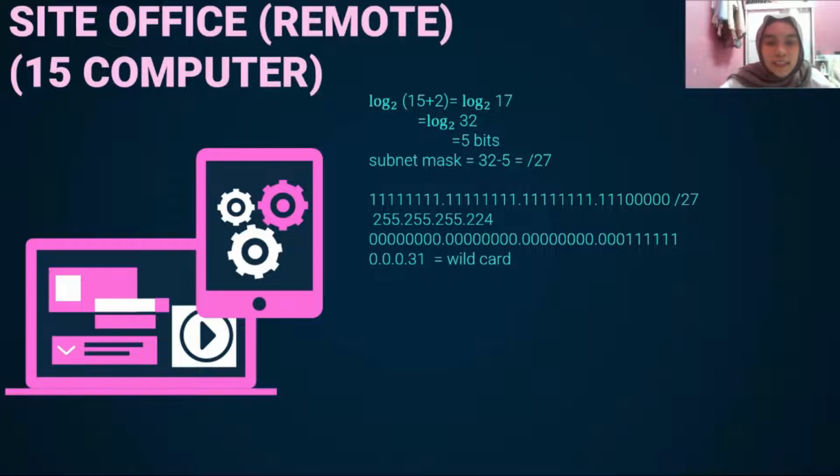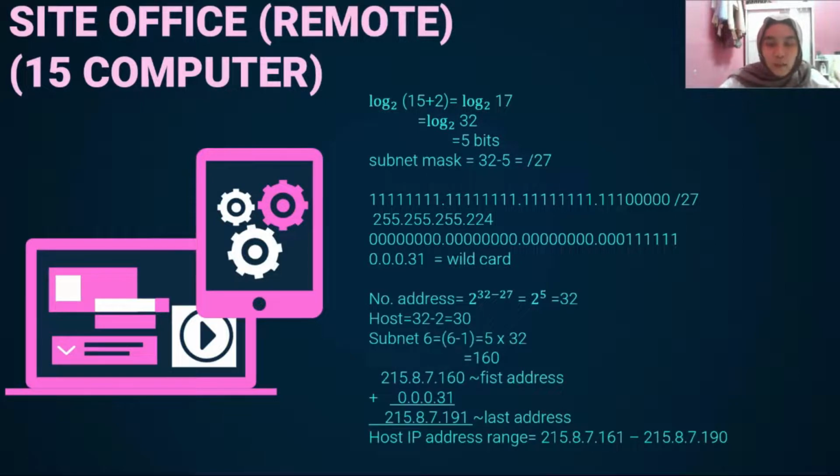And this is the default mask in binary, as you can see, and /27 over here is the CIDR. You're going to convert the binary into decimal, and then you will get 255.255.255.224. And then you are going to find the wildcard, 0.0.0.31, and that's how you will get the wildcard.